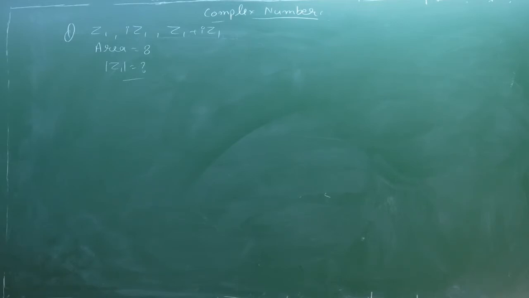Okay, so now guys, try to solve this question, everyone. In this term we have three vertices of triangle. First one is Z1, second one is iota Z1, third one is Z1 plus iota Z1, and area of triangle is equal to 8. Then we just need to calculate mod of Z1. Let's see whose correct answer comes first.